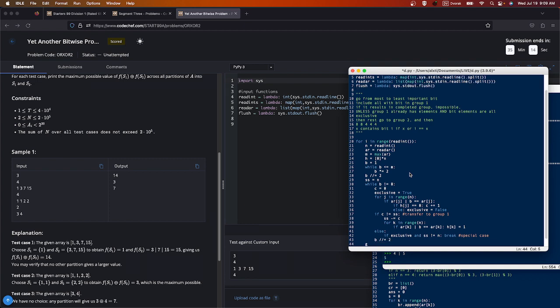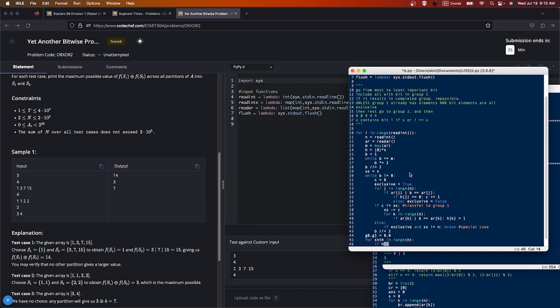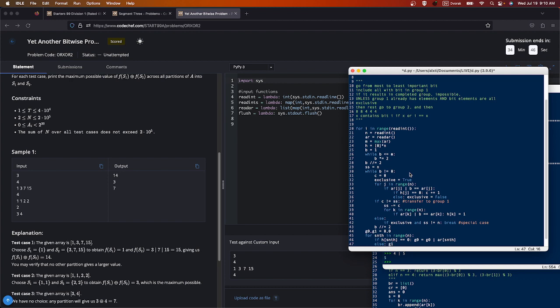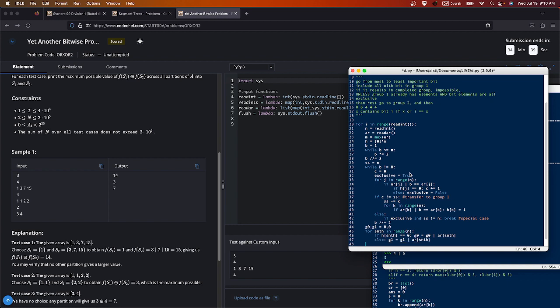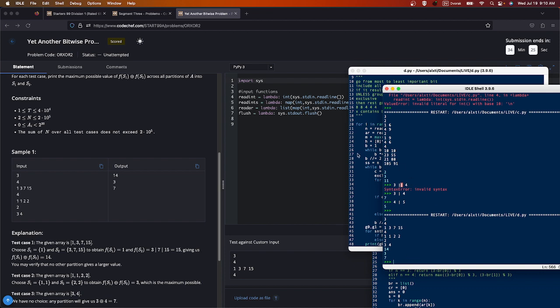Now we go G0, G1 equals range n if H[j] equals G0 or AR[j]... 14, 3, and 7.